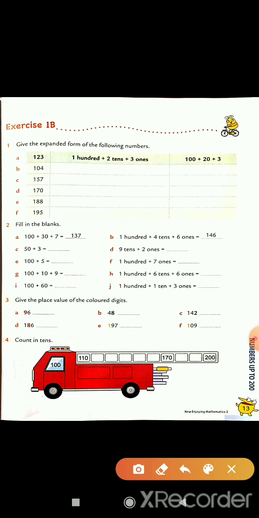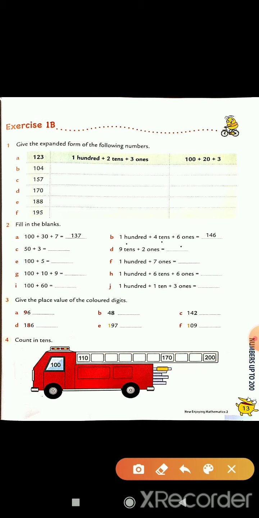Next, 100 plus 4 tens plus 6 ones. In the place of ones we have to write 6. In the place of tens we have to write 4. And in the place of 100 we have to write 1. So your number is 146.